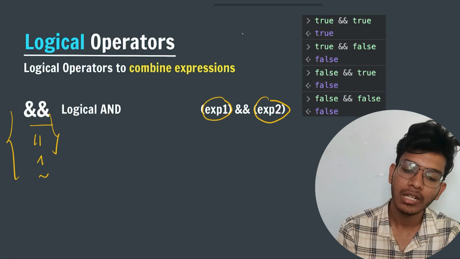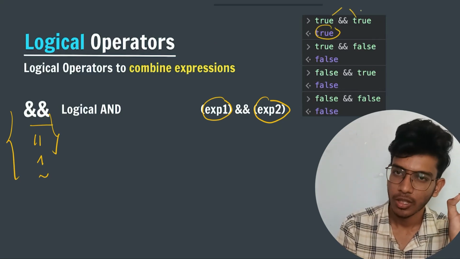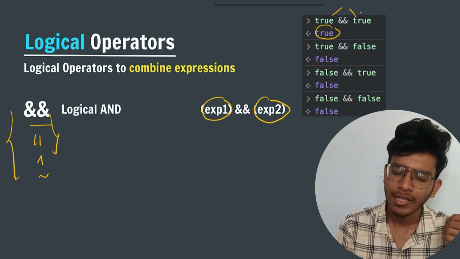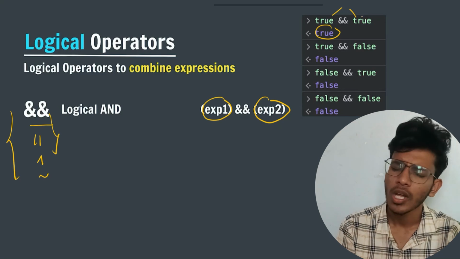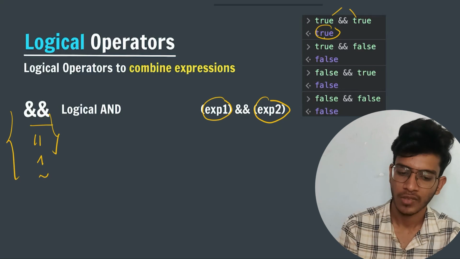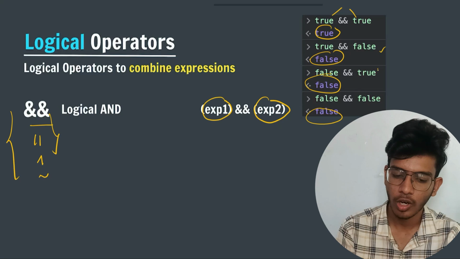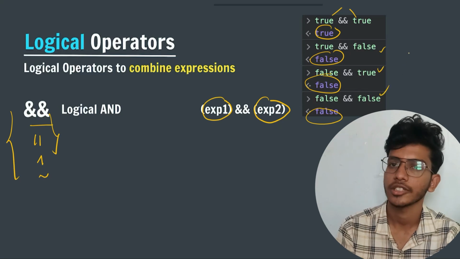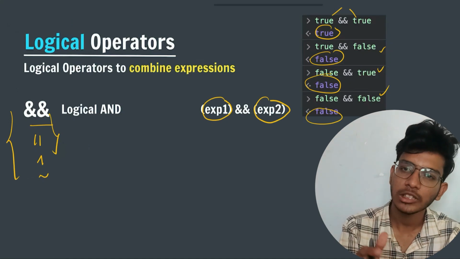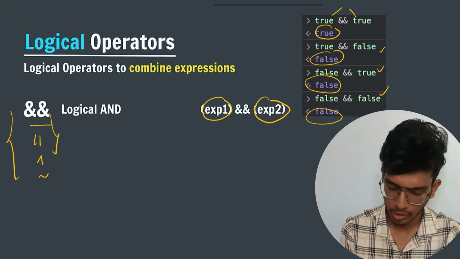The AND operator will give output as true if both of the given inputs are true. If both given inputs are true, then only I will get output as true, or else I will get output as false all the time. So false, false, false. If any of the inputs is false, I will get output as false. Now this is very easy, right? I want you guys to try this in your console screen. Try logical operations in your console screen.